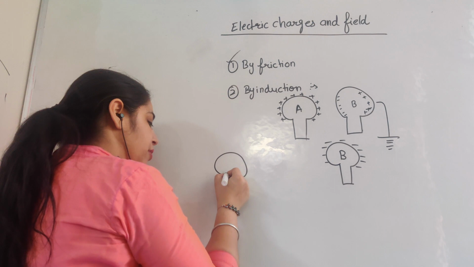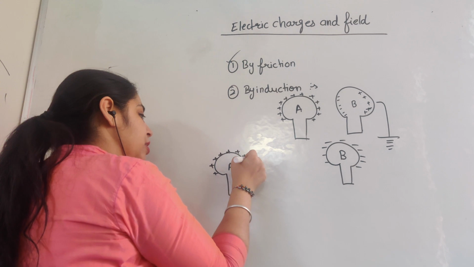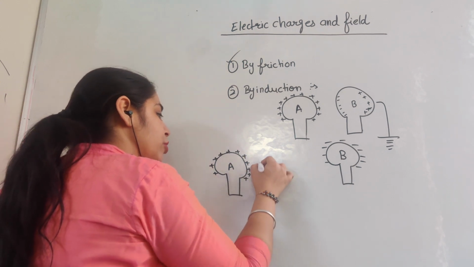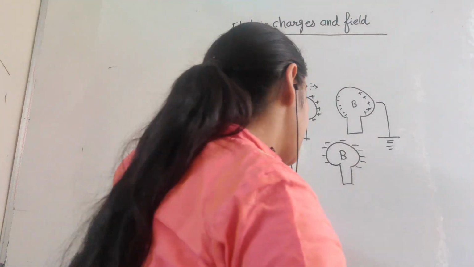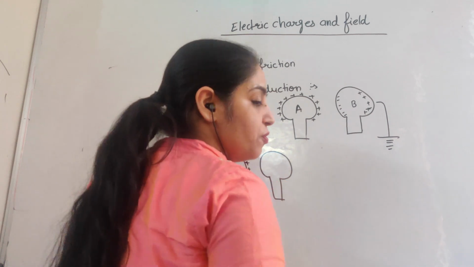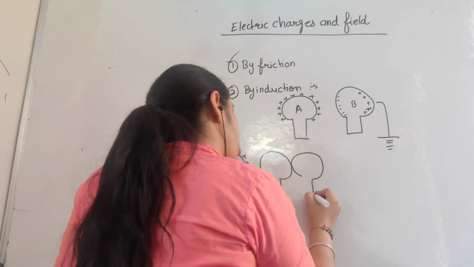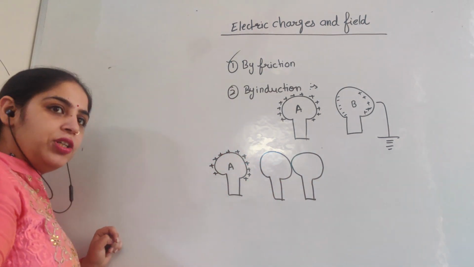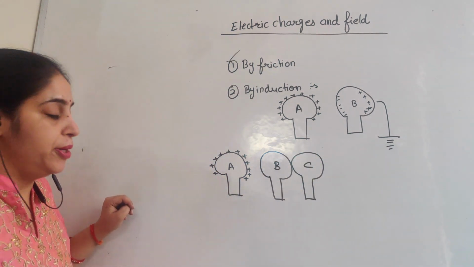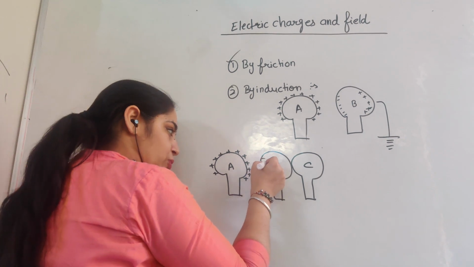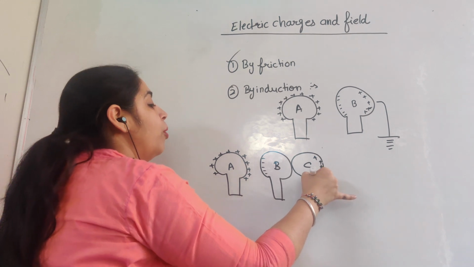If you have a conductor, let's mark it as A and you give it a positive charge, and in the vicinity of this, you keep two conductors which are in contact with each other. They are in contact with each other so that electrons can transfer from one to another. So it is important to keep the two conductors in contact with each other. We mark them as B and C. Now, when they are kept in the vicinity of A, what will happen? The electrons will start pulling towards the closer side and positive charge will start accumulating on the opposite side.